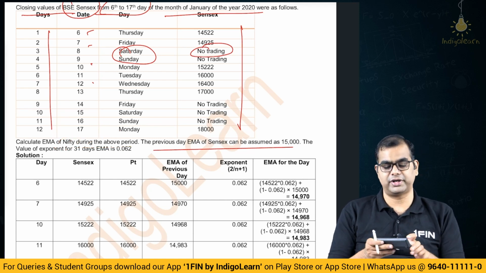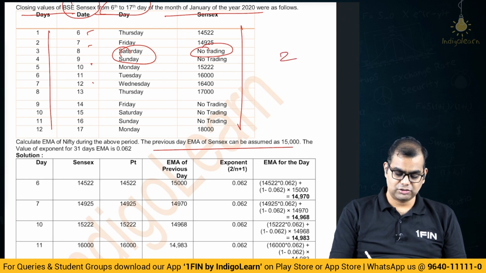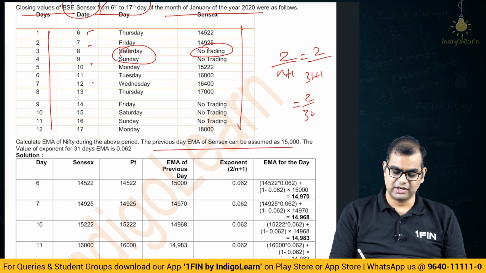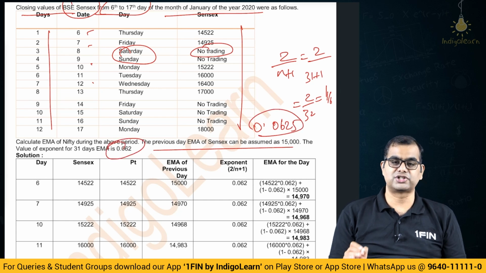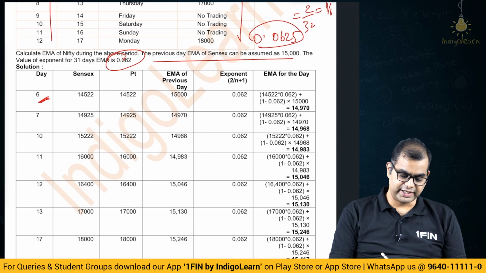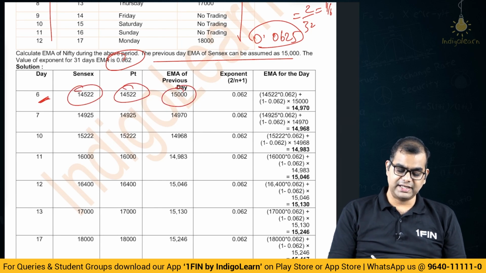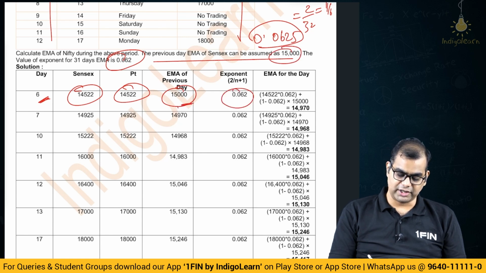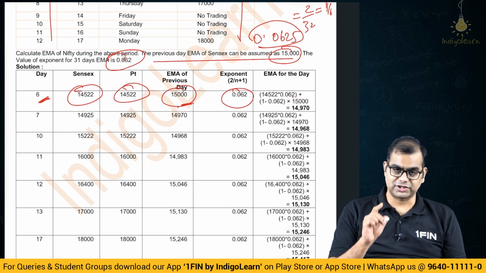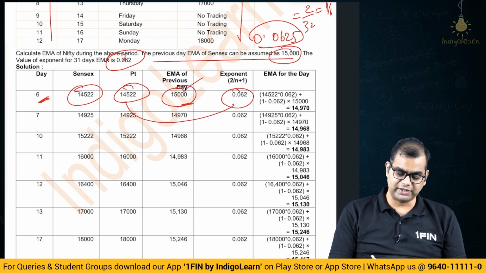So what did I tell you is the exponent? Exponent formula is 2 by n plus 1, that is 2 by 31 plus 1, which is 32. 2 by 32 is 1 by 16. 1 by 16 is 0.0625. And what did they give? They gave it as 0.062. So how do you do this? For the first day, you take the Sensex value. That is the day 0 value. Previous day EMA, they said for the first time when you compute, assume it as 15,000. So the exponent is 0.062. You multiply 0.062 with the current day's price, and you multiply 15,000 into 1 minus 0.062, you get a value called 14,970.